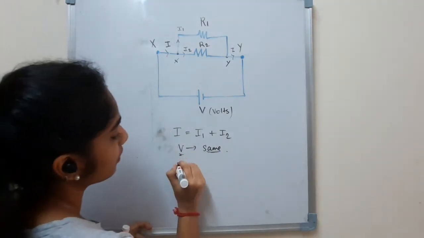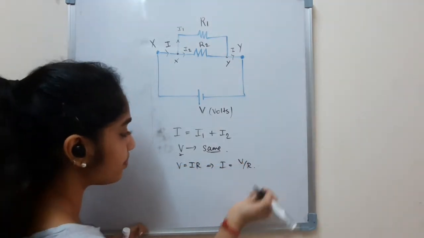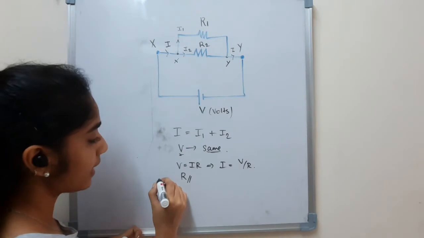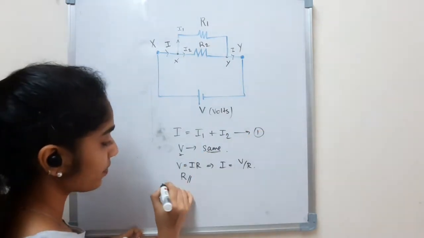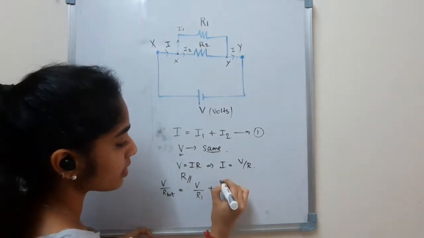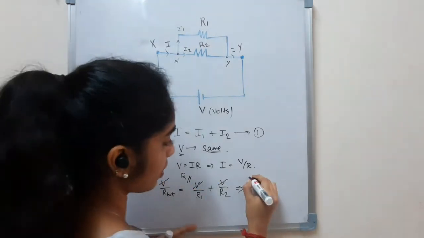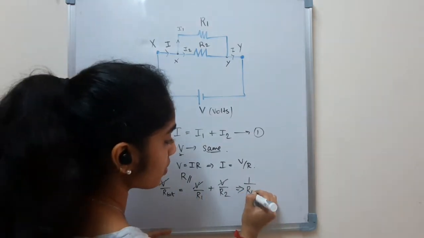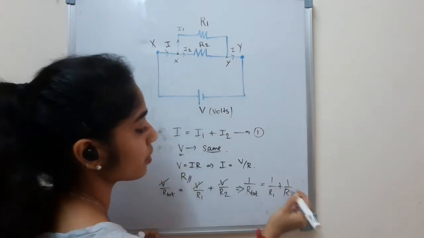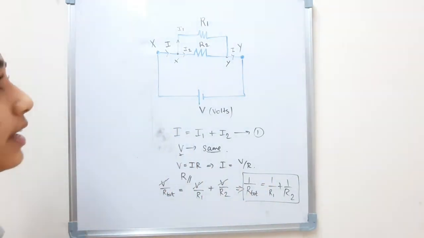Now we have V is equal to IR from Ohm's law and I is equal to V by R. So let's say again R parallel is the total resistance of the circuit. Now we can write from equation 1, V by R total is equal to V by R1 plus V by R2. Now you can cancel these V's. So from this you have 1 by R total, or 1 by R parallel, is equal to 1 by R1 plus 1 by R2. So this is your equation when resistors are in parallel, right?